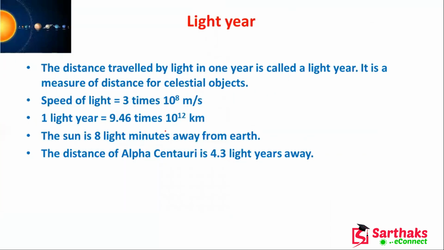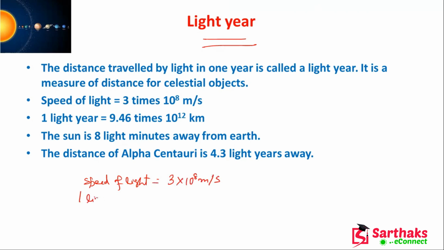Now the light year. The stars and also the planets are at a very high distance. So in kilometers, it is not possible to write it down. If I want to write in kilometers, then we have to write 3 million, 4 million kilometers. So it is better that some unit will be discussed here. That is called the light year. And the speed of light, we know, is 3 into 10 to the power 8 meters per second.